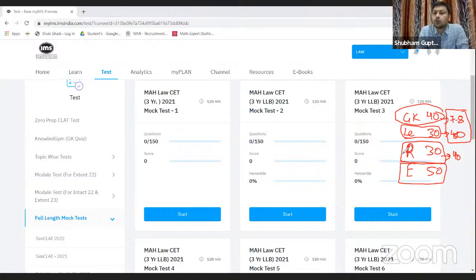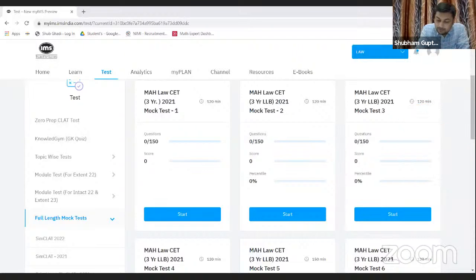And my ideal sequence would be GK, legal. Then because I like quant, I would go for reasoning and then English. Now let's suppose there is someone who is into English and knows English better, he should go to English before reasoning. So whatever is your good section, or whatever is the section which you like, that is what you should do first. Correct? So this is how you should go about it. Correct? So now let's start the mock.